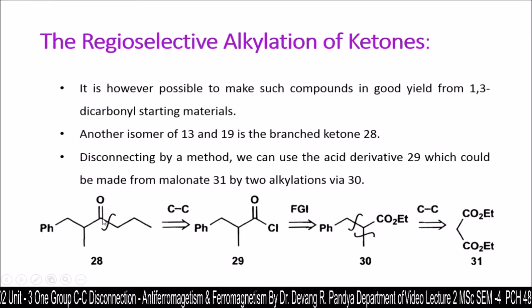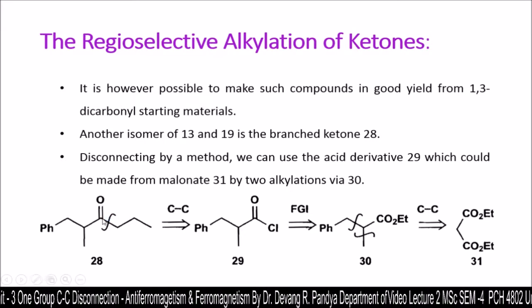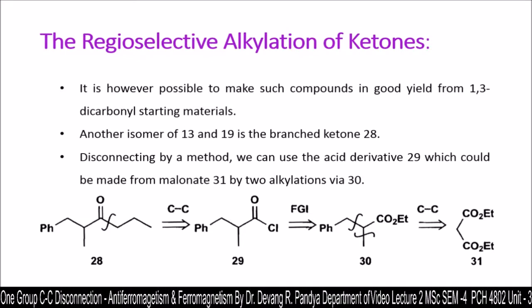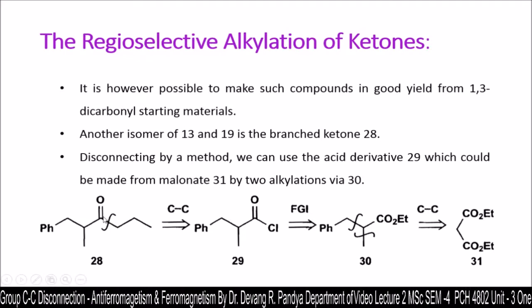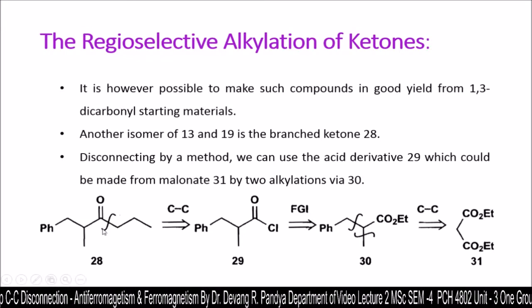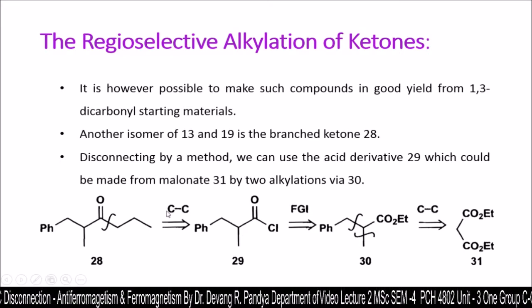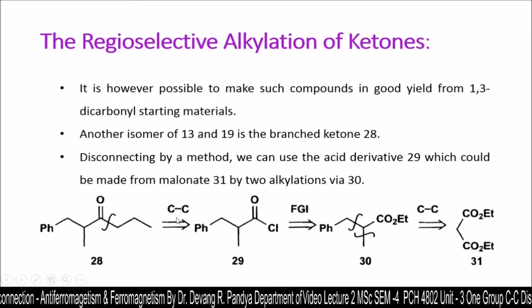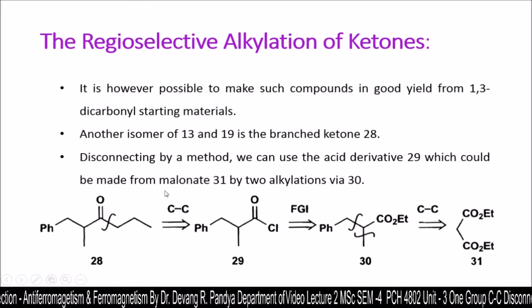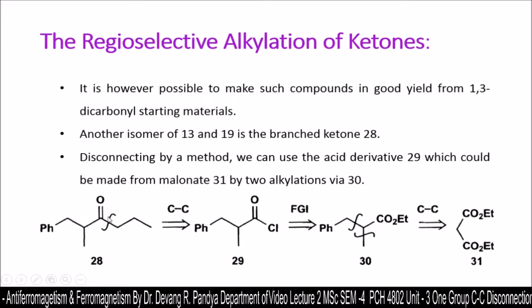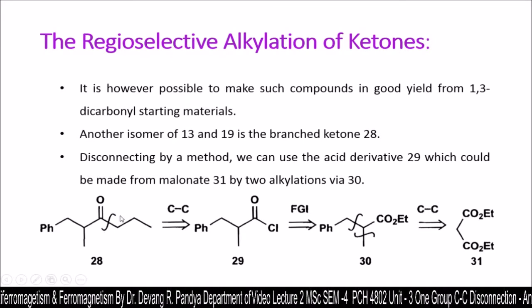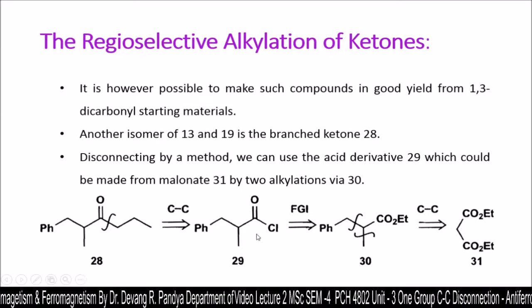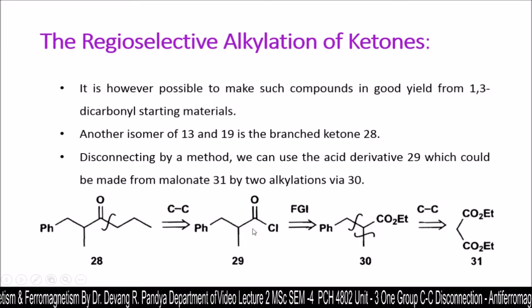The carbonyl carbon is number 1. After that number 1, this is a branched ketone, so we put a wiggly line. This is a kind of 1,1-C–C group disconnection. By disconnecting with the 1,1-C–C group disconnection, we are going to get this synthetic equivalent, chloride.